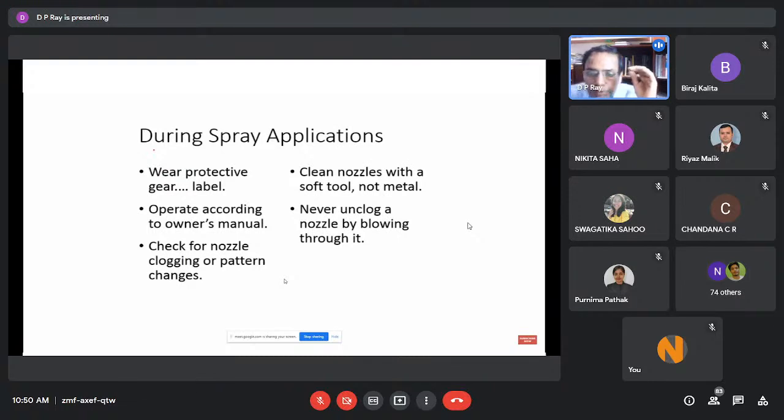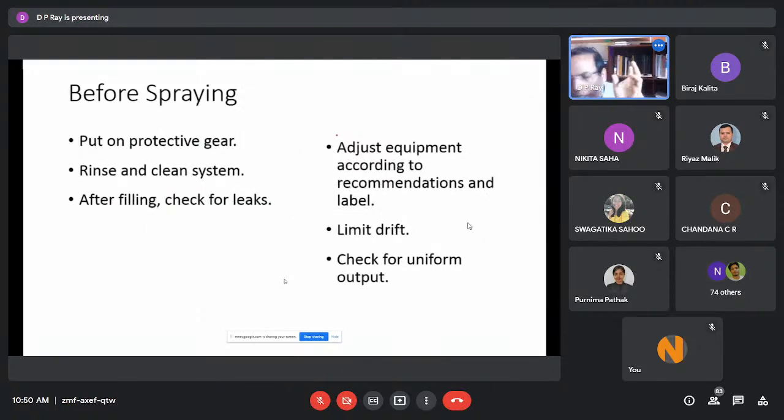Before spraying the pesticides, people should have sufficient knowledge, and protective gear should be there. The system should be cleaned, whatever pesticide was utilized or previously utilized, because people don't know. So the tank should be cleaned properly. And after filling, they should check whether there is any leaking, because leaks may come to the surface of their skin. So that may be seen. And whether there is drifting or not, and the output, whatever they're getting, they should have sufficient knowledge.